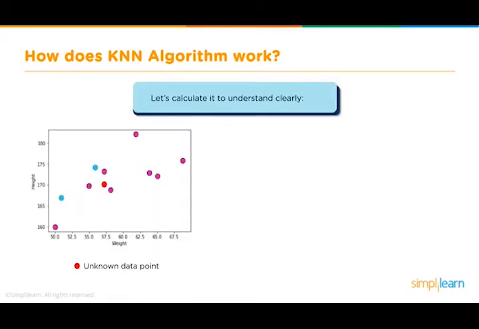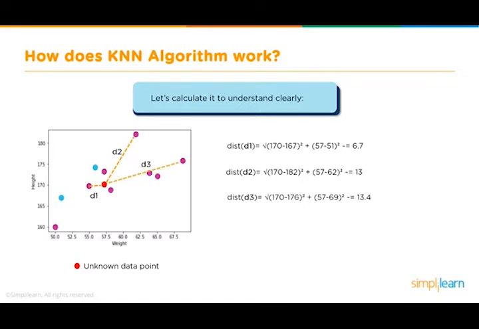So we have our unknown point, and we placed it there in red, and we have our other points where the data is scattered around. The distance d1 is the square root of (170 minus 167) squared plus (57 minus 51) squared, which is about 6.7. Distance 2 is about 13, and distance 3 is about 13.4. Similarly, we will calculate the Euclidean distance of the unknown data point from all the points in the data set. Because we're dealing with a small amount of data, that's not that hard to do, and it's actually pretty quick for a computer. It's not really complicated math, so you can just see how close the data is based on the Euclidean distance.